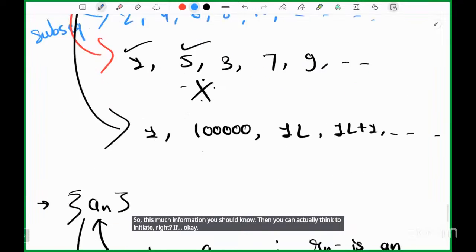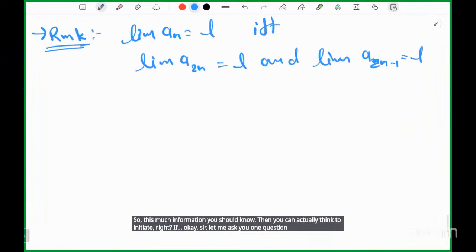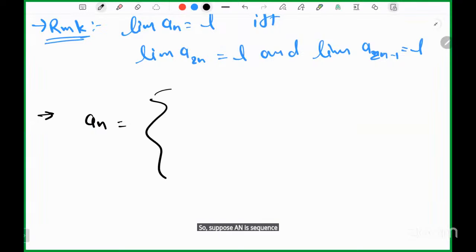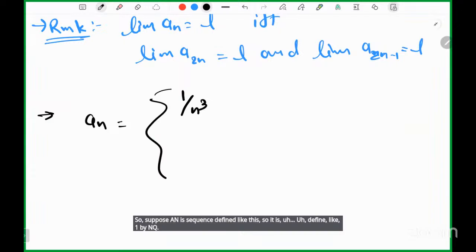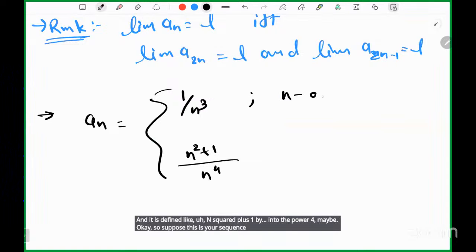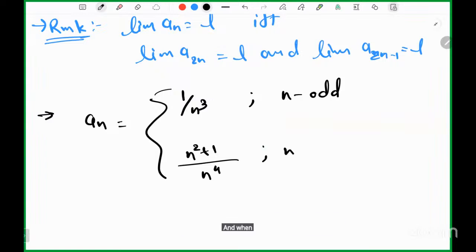Okay, sir, let me ask you one question. I think it's there in the activity maybe. Suppose a_n is a sequence defined like this: 1 by n cube when n is odd, and n square plus 1 by n to the power 4 when n is even. In this sequence, how can you think about what will be the limit of a_n?